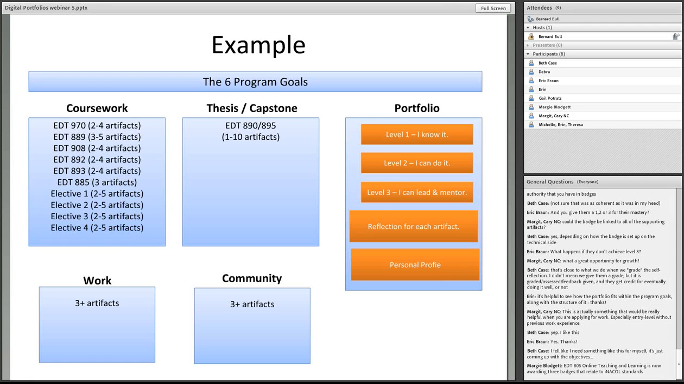Like maybe their badges were organized by course at one point or by program level goal, but now they're applying for a job that has three main criteria. And maybe they want to reorganize their portfolio around those three criteria for the job. And they could do that by just sort of moving their badges around. I'm still sort of dabbling with the idea. I'm not entirely sold on it, but I see some promise.